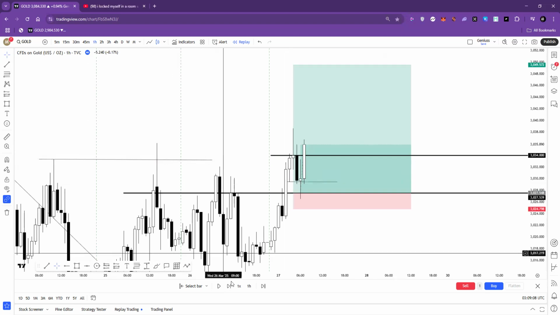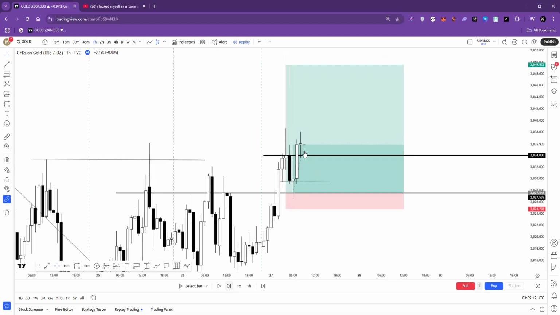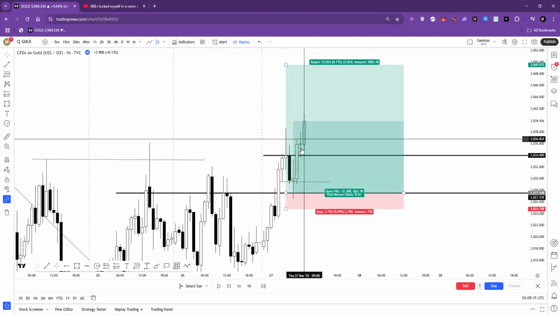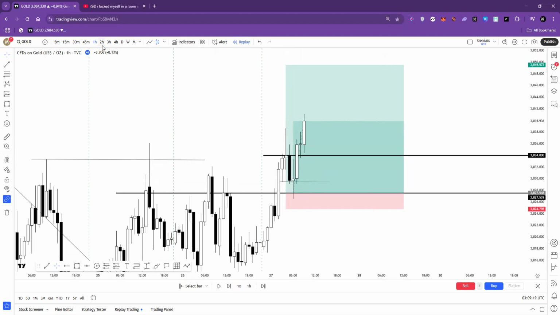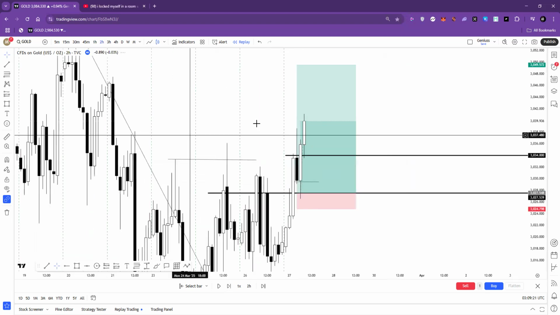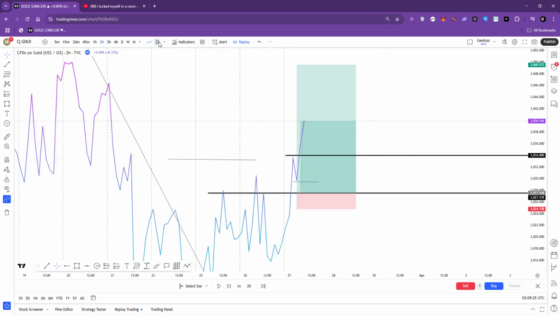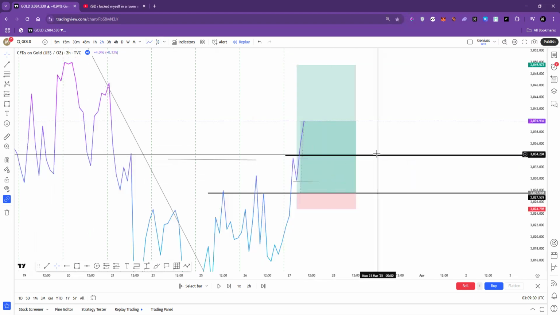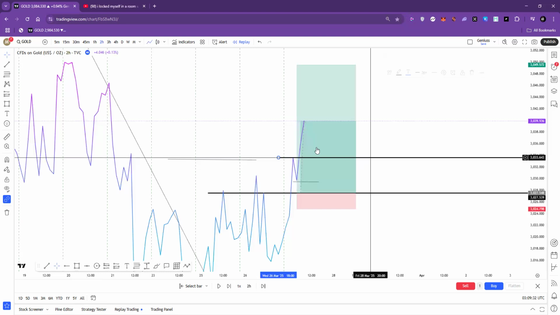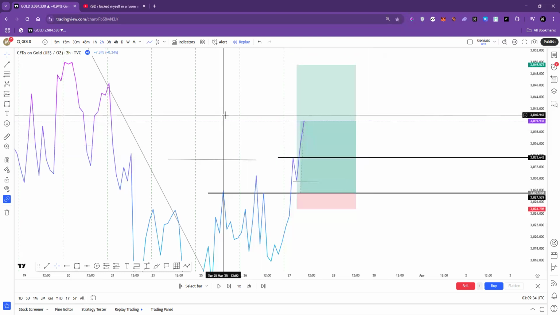But what did the market do? Instantly, the market came back and tapped into that zone without giving us liquidity. That was why I didn't enter at first. But then I went straight to the 2 hour time frame. Now, what can you say on the 2 hour time frame? That level that we marked out on the 1 hour time frame was not the same level on the 2 hour time frame. And I like to trade from higher time frame key levels.